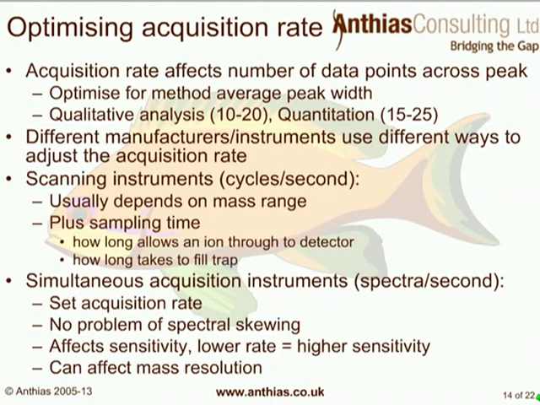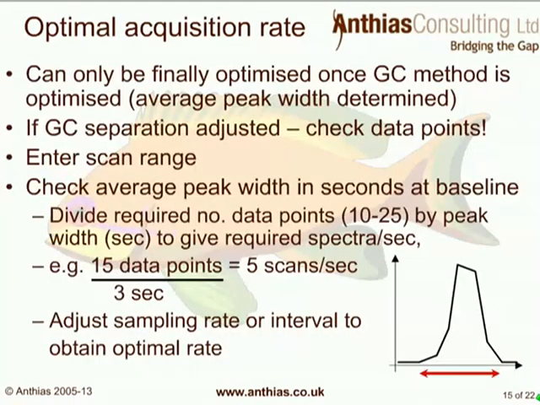When we're dealing with simultaneous acquisition instruments, like a time-of-flight mass spectrometer, we then set the acquisition rate. We don't have any problems with spectral skewing, but the higher the acquisition rate, the lower the sensitivity. Also, mass resolution could be affected with simultaneous acquisition instruments. So the optimal acquisition rate can only be finally optimized once the GC method is finished, so that we can see exactly what the average peak width is.